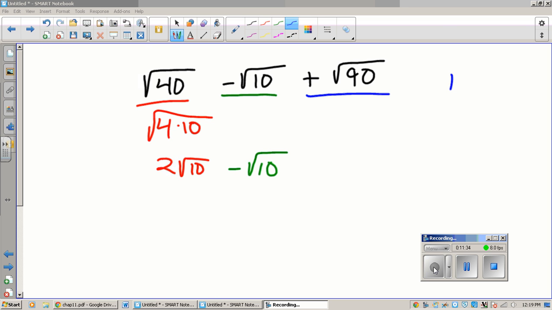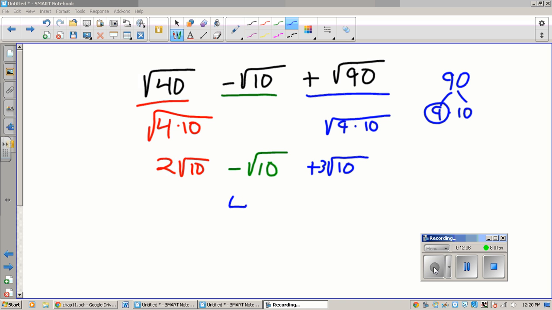I'm going to do 90 over here. 90 is 9 times 10. Oh. Perfect square. So I've got a positive, in this case it's 9 times 10. Positive, that radical 9 is the same thing as 3 radical 10. So now I'm left with 2 radical 10, negative radical 10, and plus 3 radical 10. So I've got 3 plus 2 is 5, minus the 1 radical 10, that is 4 radical 10. And that's our answer in simplest form.